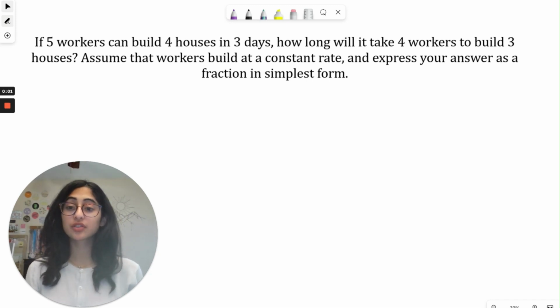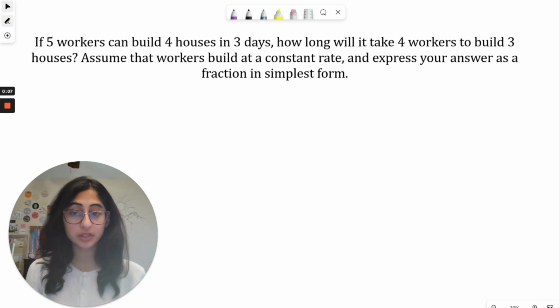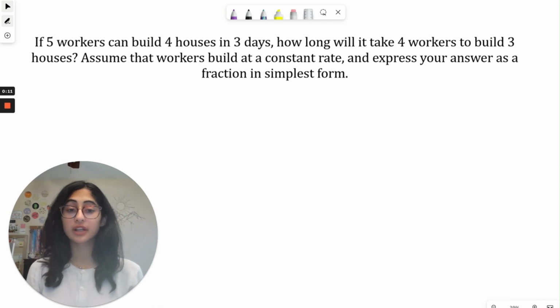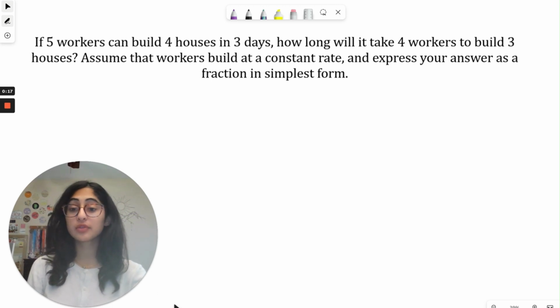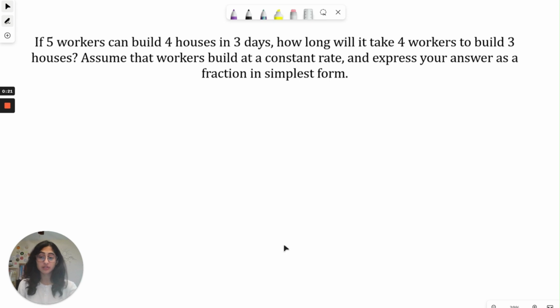All right, so this is the first target question in the week 6 handout. It says, if 5 workers can build 4 houses in 3 days, how long will it take 4 workers to build 3 houses? So we're assuming that all the workers build at a constant rate, and we need to express our answer as a fraction in simplest form. For this, we're going to be using proportions and the relationship between all of these things.